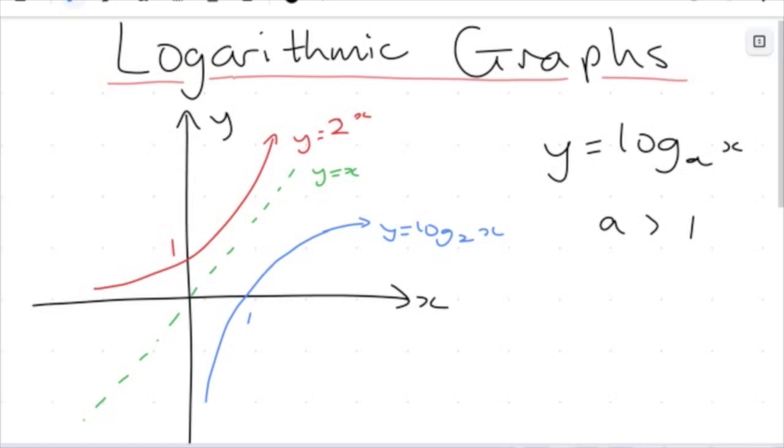Now we're going to look in this video at just some basic transformations of functions that we've talked about numerous times before in different contexts, but we're going to apply that to the log graph. So the first thing we're going to look at is the effect of changing this base of a.